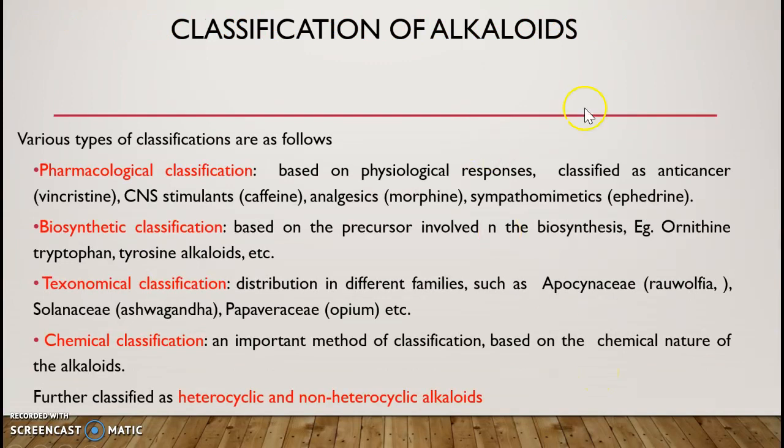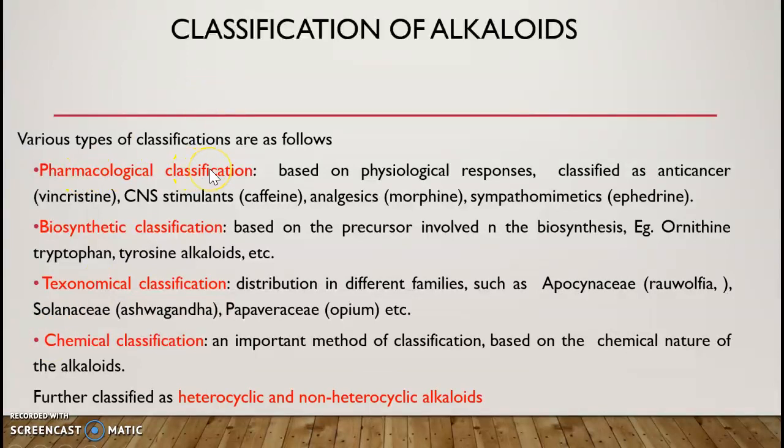So how are these alkaloids classified? There are various types of classification: one based on the pharmacological actions, one based on the precursor from which they are synthesized, one based on their distribution in different families, and the chemical classification based on the chemical nature.